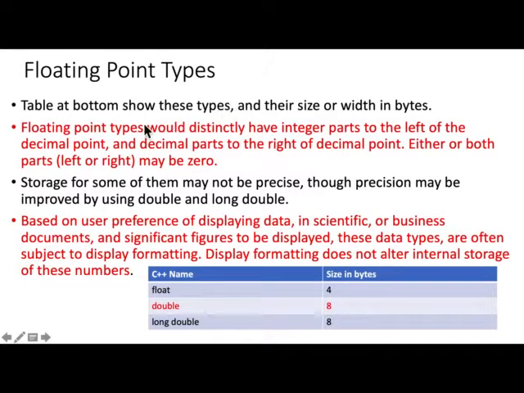Floating point types: the table here shows their size or width. There's a big difference in floating point types. They would have distinctly an integer part to the left of the decimal point and a decimal part to the right of the decimal point. Either part, left or right, may be 0. So 0.0 is a floating point type. Storage for some floating point types may not be precise, though precision may be improved by using double and long double. This involves some hardcore math.